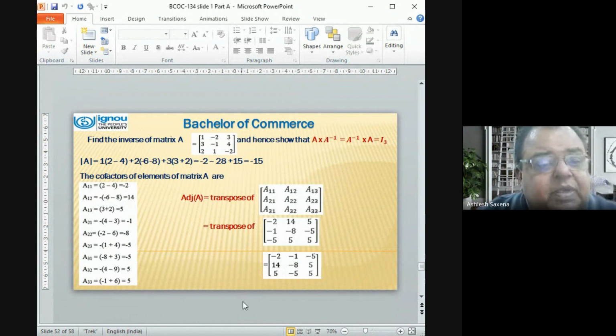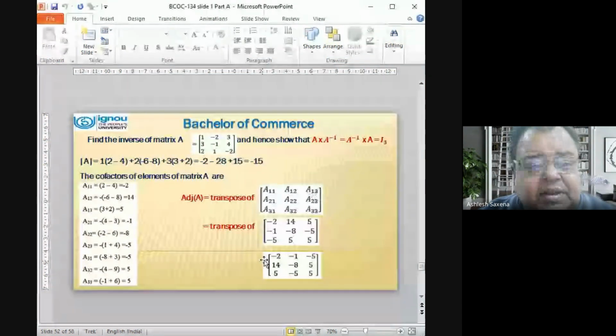First of all, we have to find the determinant value. We have to see it should not be 0. If it is not 0, proceed further. Find out the cofactors. Cofactors are placed in this form, and after that the transpose is evaluated. Transpose will be converting rows into columns. So this is your transpose, but basically that is the adjoint.